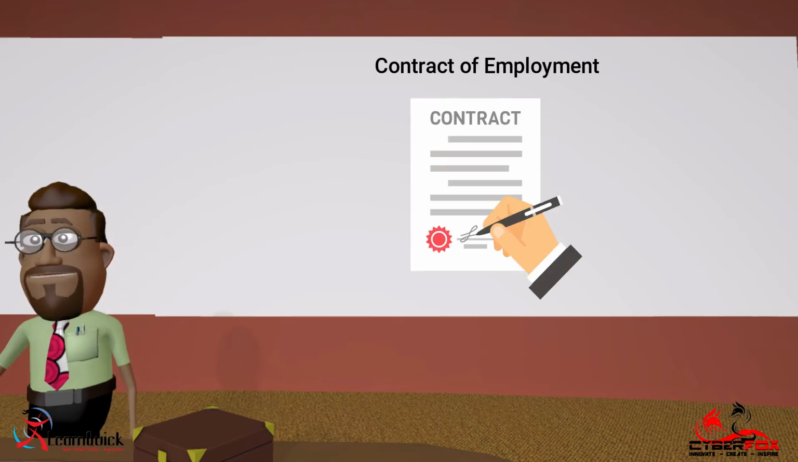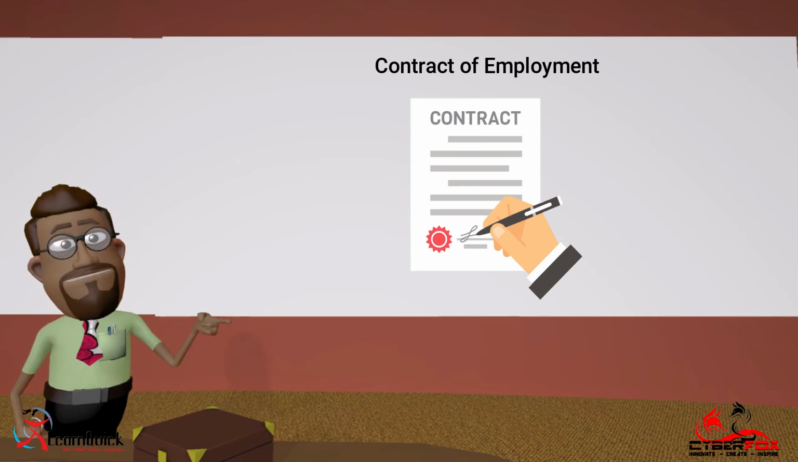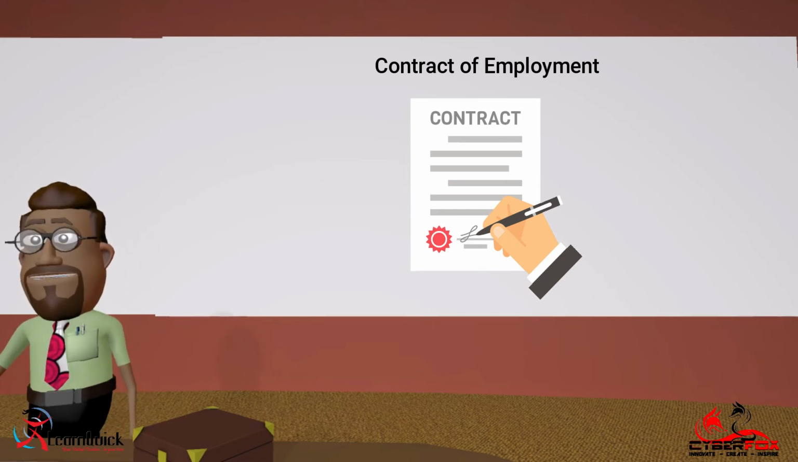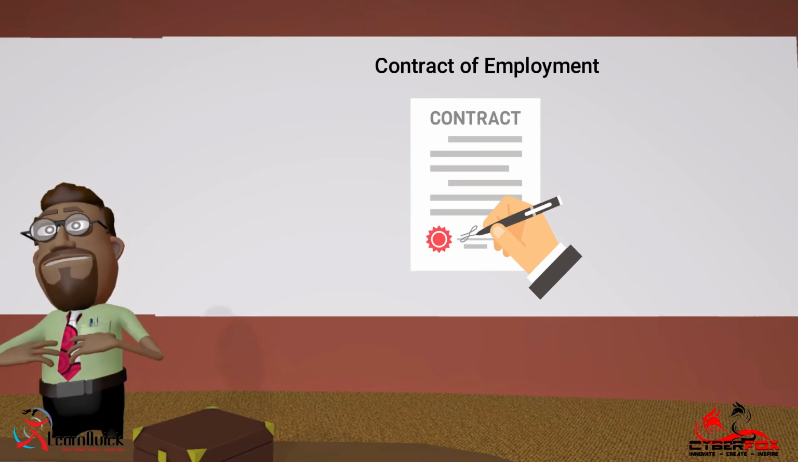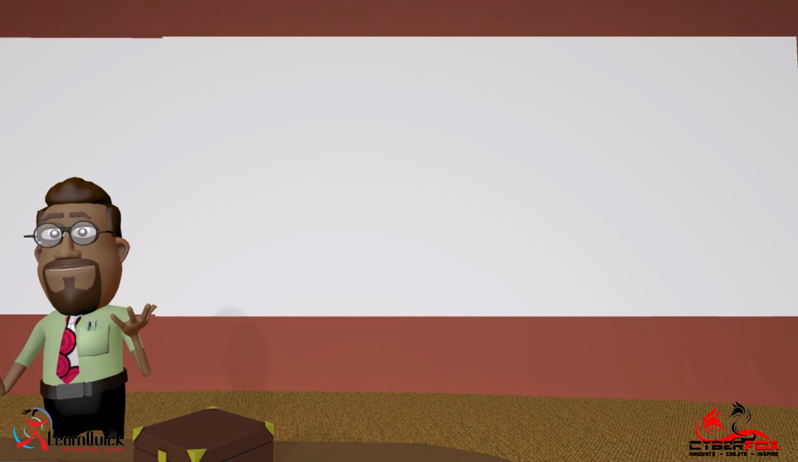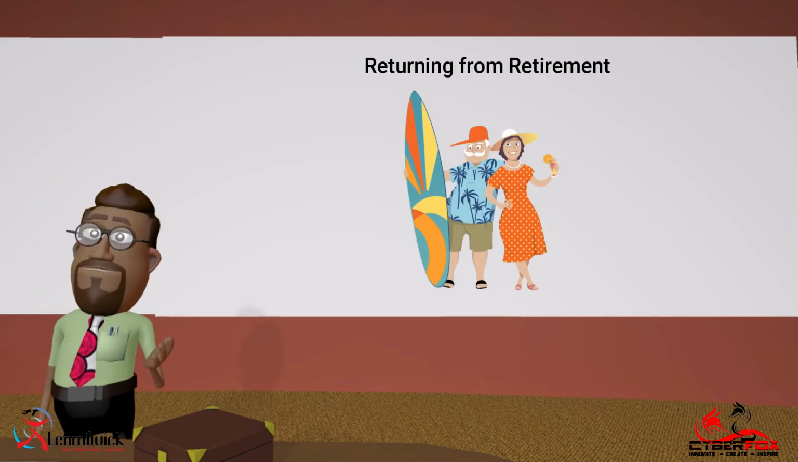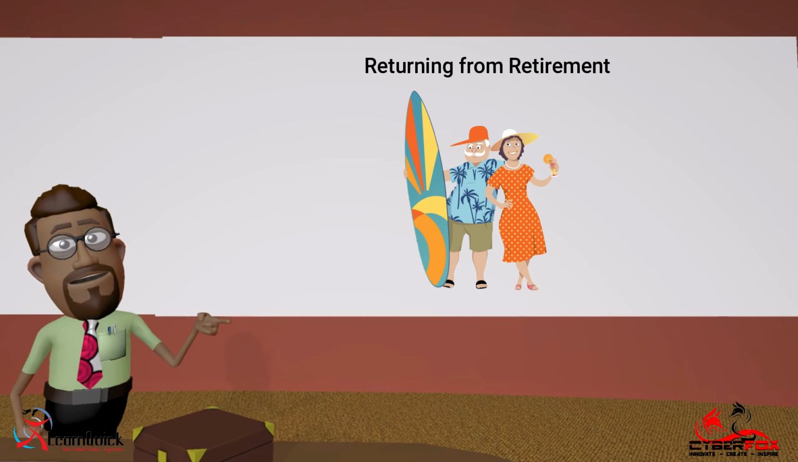Contracts of employment are submitted for approval to the authorized person in the Human Resources Department. New contracts, addendums, and amendments are normally approved within 72 hours of submission to the HR department. If it happens that the person who's submitting the contract is returning from retirement, then there is a whole different process to follow, but it is possible.